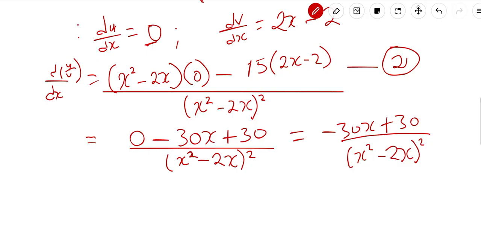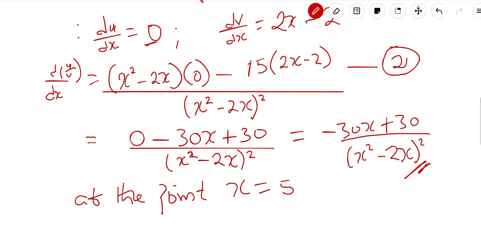Okay, recall the question. It says that we should find the gradient of the curve y is equal to 15 over x squared minus 2x at the point where x is equal to 5. So we've finally differentiated that function and arrived at this. Now at the point where x is equal to 5, we just substitute the value of 5. Anywhere we see x, we put the value of 5. We can call this equation 3.